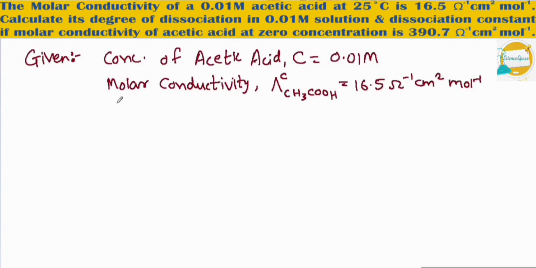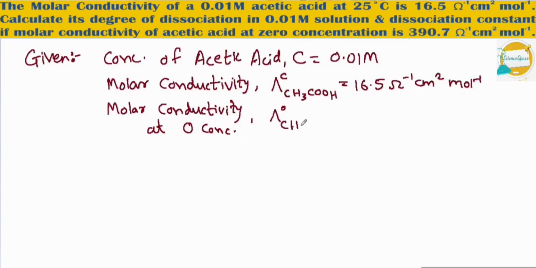The next value that is given in the question is molar conductivity at zero concentration, which is represented as lambda 0 for CH3COOH, that is acetic acid, and its value is 390.7 ohm inverse centimeter square per mole.